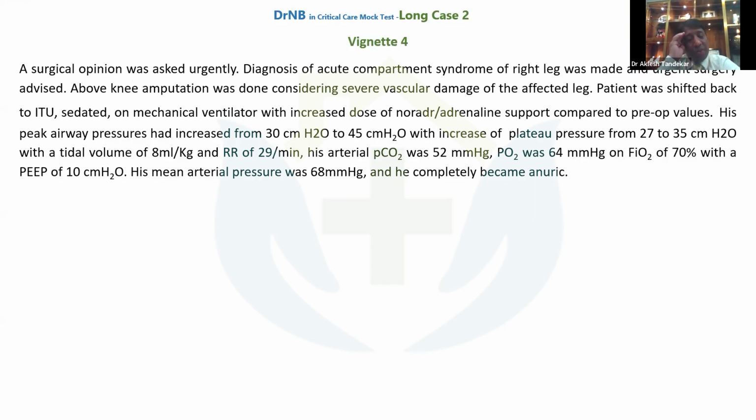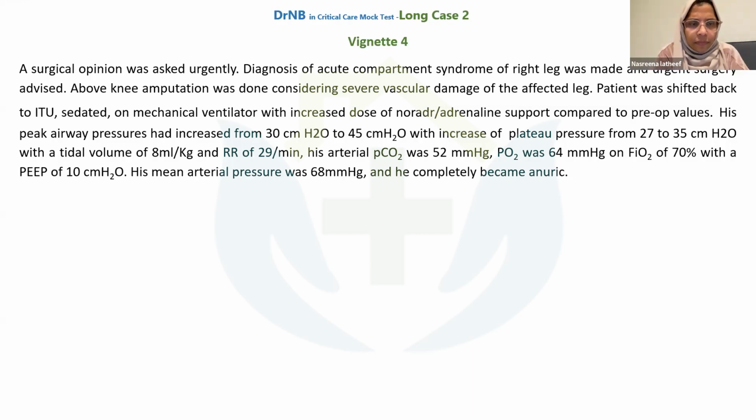Okay, so this patient was reviewed with the surgical team, and their opinion was compartment syndrome of the right leg, and urgent surgery was advised. The patient underwent bony amputation, considering severe vascular damage of the affected leg, and was shifted back to the ITU again.